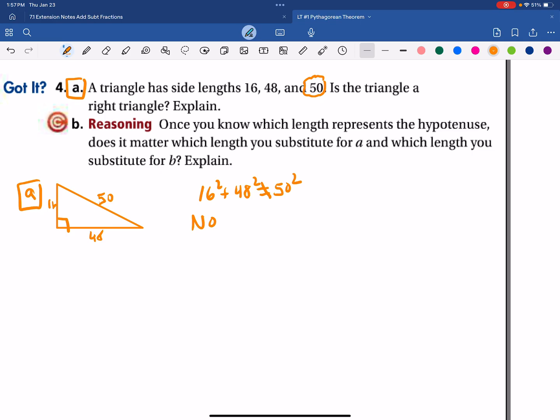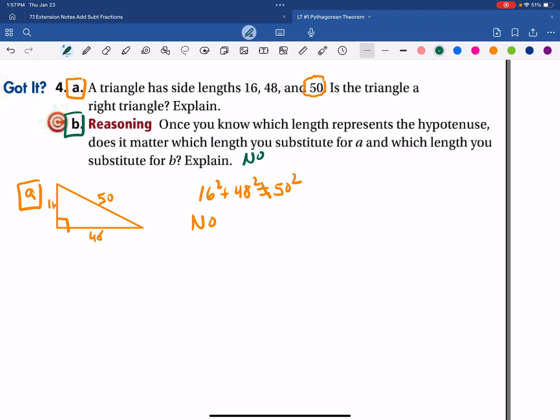B says, once you know which length represents the hypotenuse, does it matter which length you substitute for A and which one for B? No, it doesn't, because A squared plus B squared is the same as B squared plus A squared. So it does not matter.